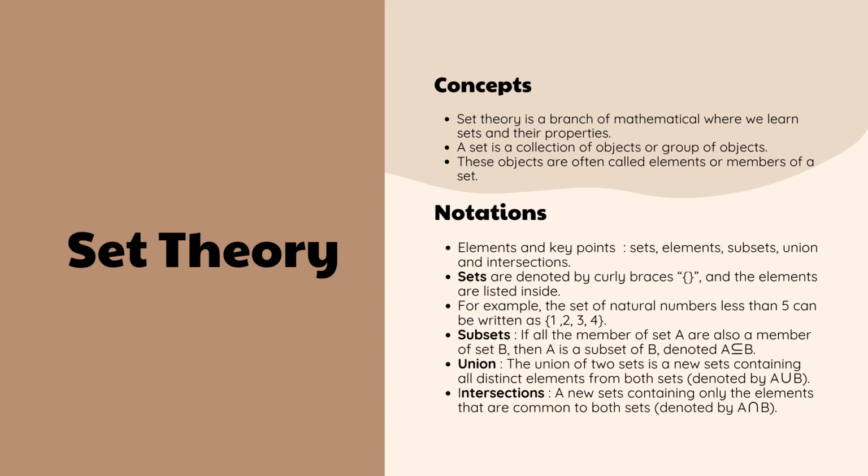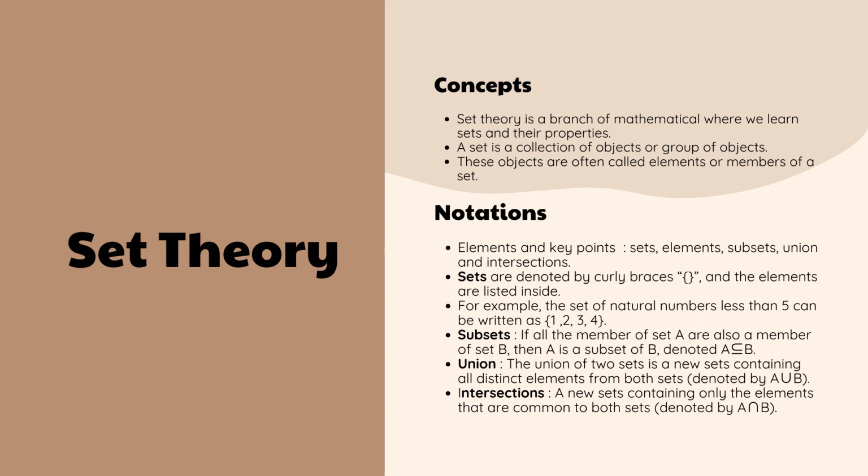Sets are collections of distinct elements. Sets are typically denoted by curly braces, and the elements are listed inside. For example, the set of natural numbers less than 5 can be written as {1, 2, 3, 4}. Furthermore, we have subsets, where a set A is considered a subset of another set B if every element of A is also an element of B. This relationship is denoted by A ⊆ B.